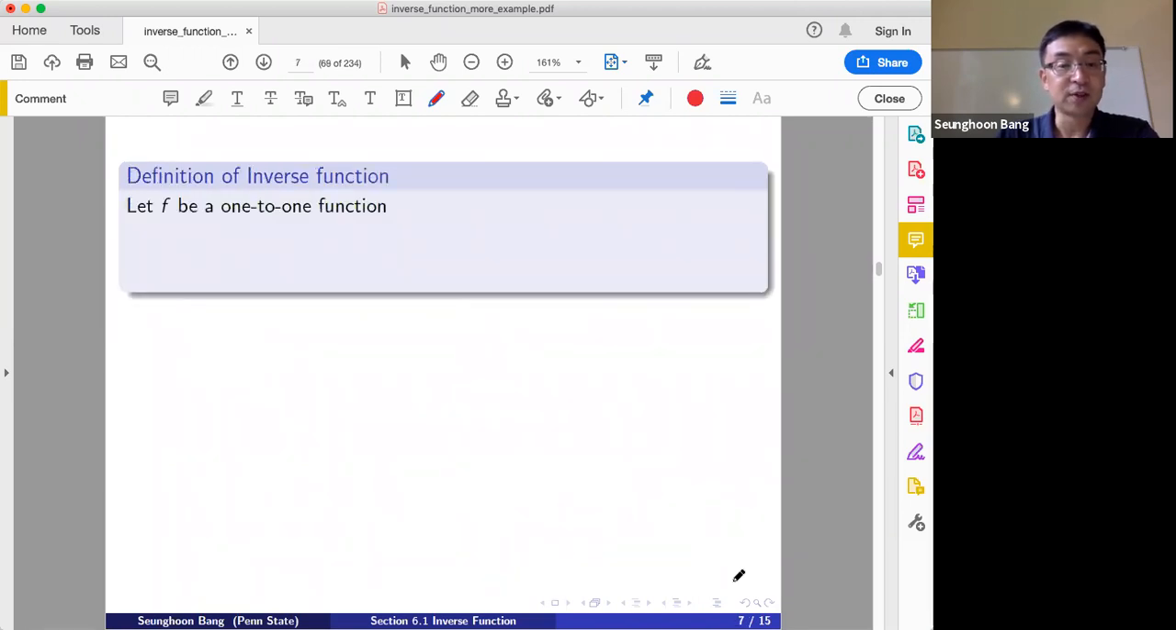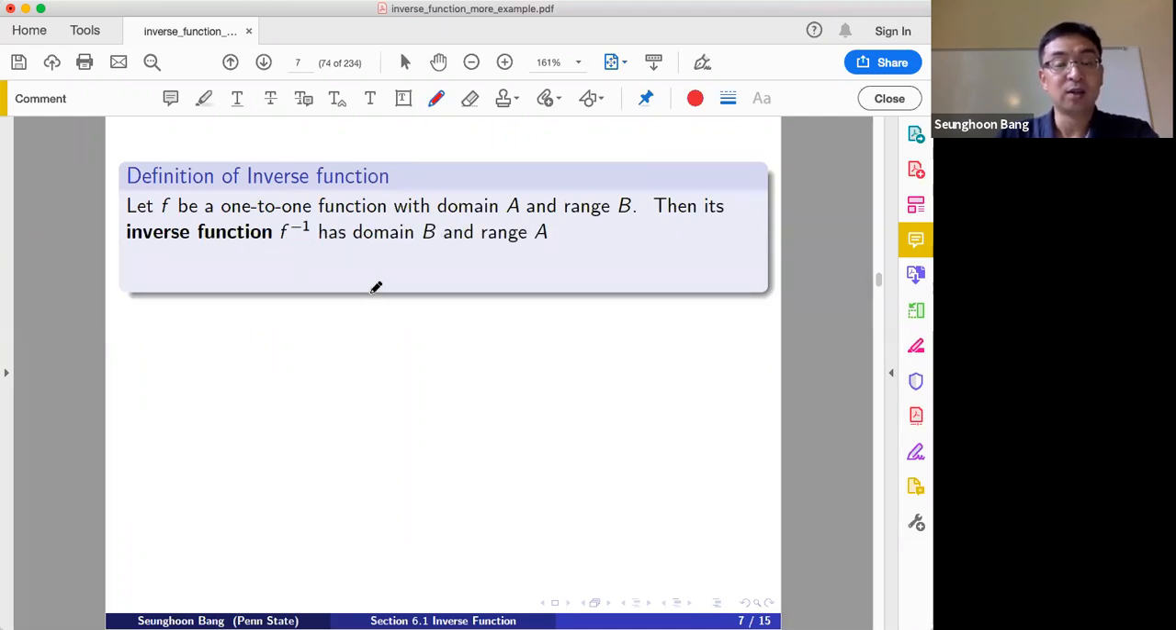The definition of inverse function. If f is a one-to-one function with domain A and range B, then its inverse function, with the inverse notation, has domain B and range A. You have to change it. The function f has domain A, and the inverse function has range A. Function f has range B, and the inverse function has domain B. The range B becomes the domain of the inverse function.